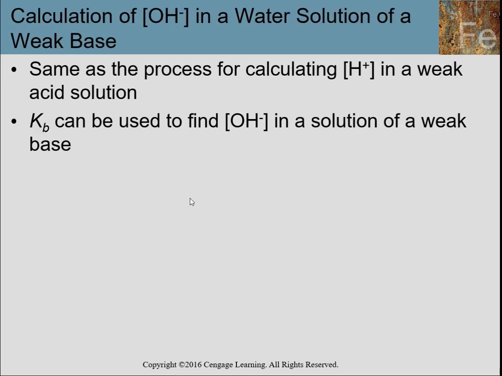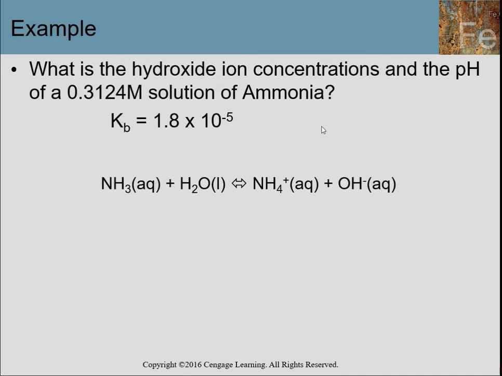So how do we go about calculating the hydroxide in a water solution of a weak base? Well, it's going to go through the same process we did on the previous example, where you had to calculate the hydrogen ion. And sometimes the Kb can be used to find the hydroxide. So you're going to do the hydrogen and then sometimes the hydroxide, or you're going to do the hydroxide and then use the hydrogen to get the pH. Let's try this. It says, what is the hydroxide ion concentration and pH of a 0.3124 molar solution of ammonia? And they gave you ammonia's Kb to be 1.8 times 10 to the negative fifth.